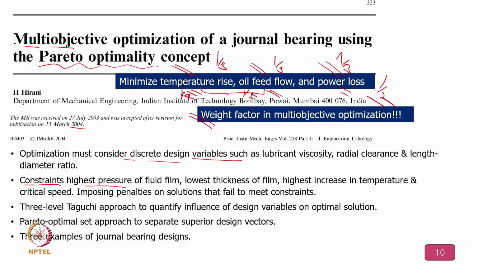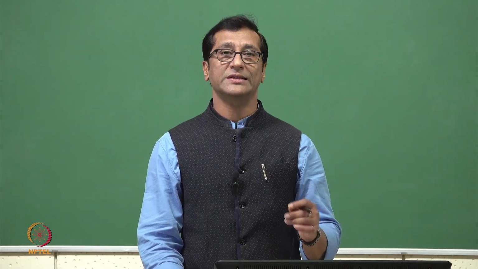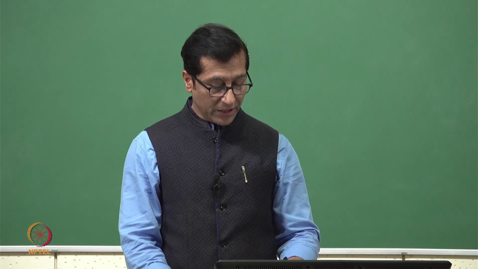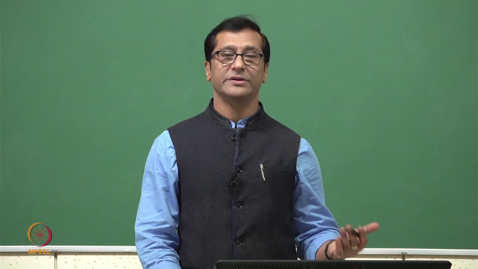We have a constraint. Constraints can be maximum fluid film pressure, like 10 megapascal, 20 megapascal. We may have a minimum film thickness constraint. It may be lesser than 5 micron. The thickness should not be lesser than 5 micron, should not be lesser than 10 micron, something. Or temperature rise. The temperature rise should not be more than 15 degrees centigrade, because we know that when temperature increases, viscosity changes significantly, and quite possibly ultra mild wear may turn into mild wear also.